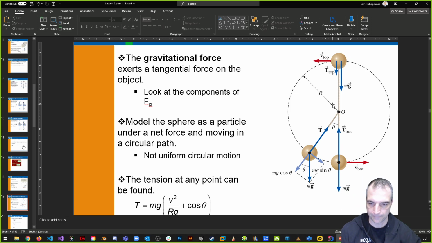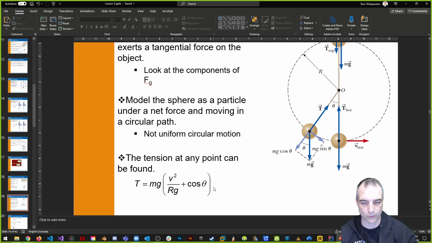Whew. So this is how we can use this equation. The tension at any point can be found by T is equal to mass times gravity, and then all times v squared over rg plus cos theta. And notice how cos is being used top and bottom. Again, this is another example of component relational reversal, right? Normally I relate something that's up and down with sine, but now I'm relating it to cosine. Why? Because of this angle.